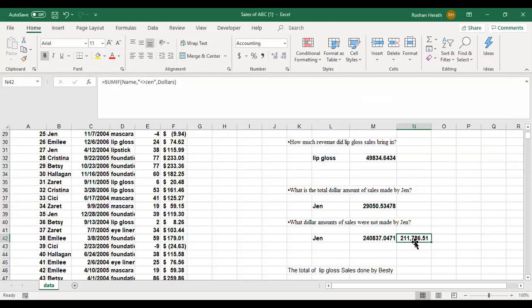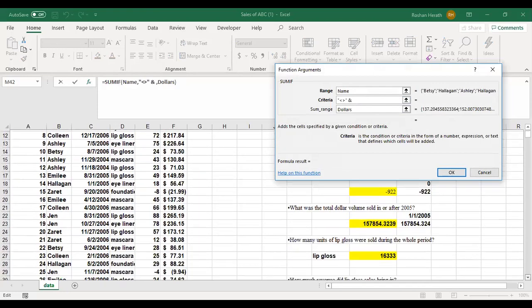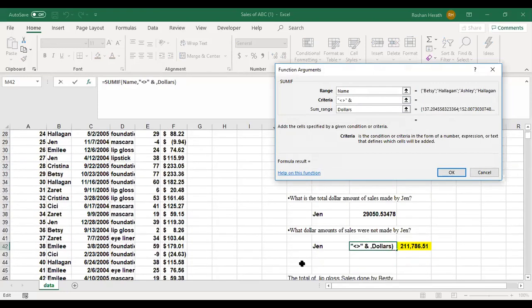It comes as 211,786 in one method. The other method gives 240,837. So let's make use of the method we are used to, the ampersand sign, and see what must be the result. Keep the operator, ampersand, then make the reference. Yes, so this should be the correct answer. So the earlier answer, though it was given, was not correct.